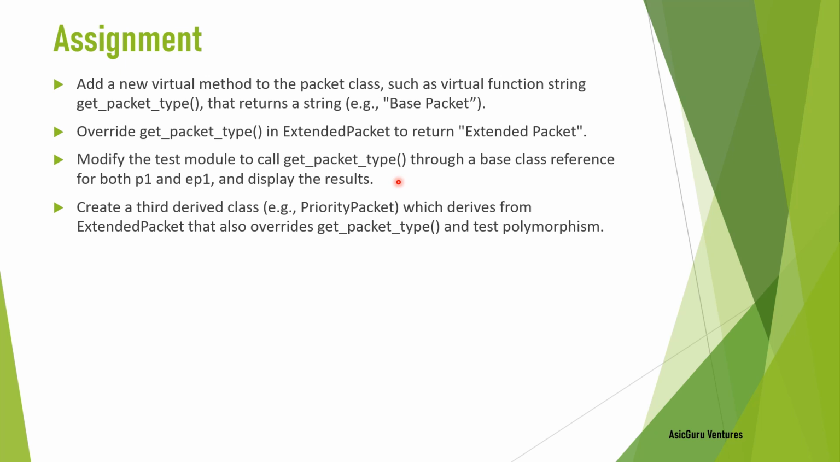Next, you may also create a new derived class, say priority packet, which is extending from the extended packet class, and override the method here also and test polymorphism. If you do all these assignments yourself, you will definitely get a better understanding of method overriding and how base class handles can be used for extendable code without touching the original base class.